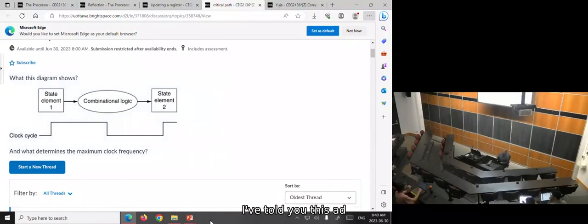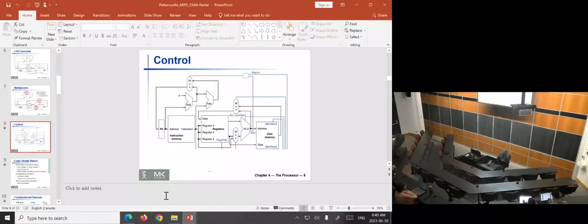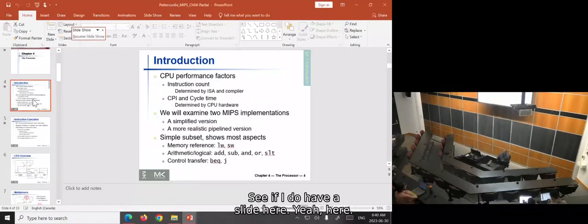At the beginning of the datapath lectures, I told you. Let me see if I do have a slide here. Yeah, here. Simple subset. Memory reference: load and store. Arithmetic and logical: add, sub, and, or, SLT. And control transfer: branch and jump. That's it. How many? 1, 2, 3, 4, 5, 6, 7, 8, 9 instructions out of the whole set. We just implement these, and with this you get the idea of how to design a processor.